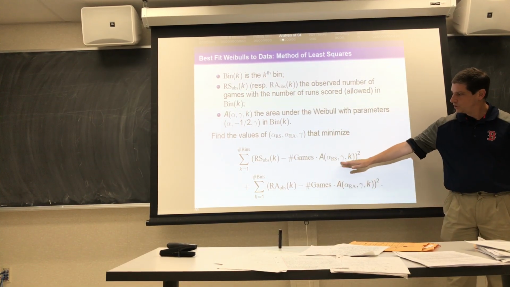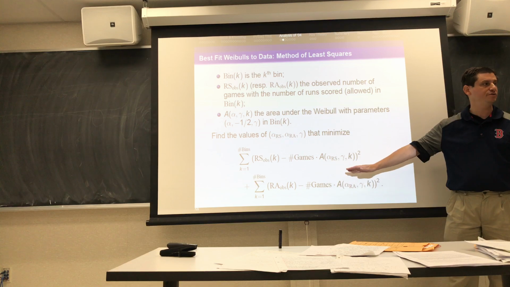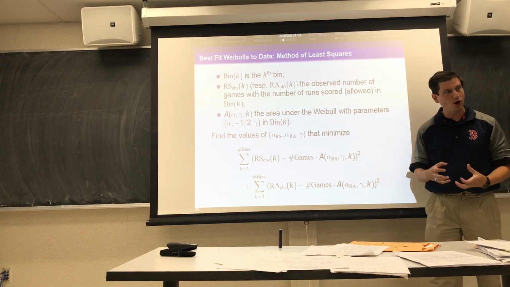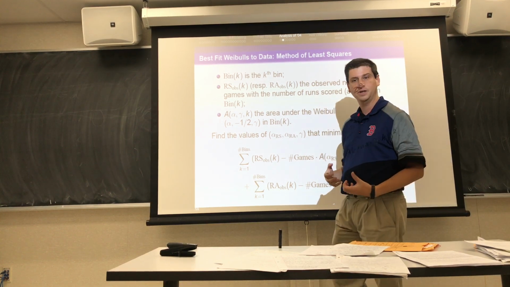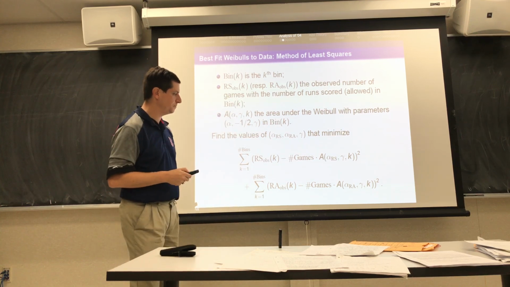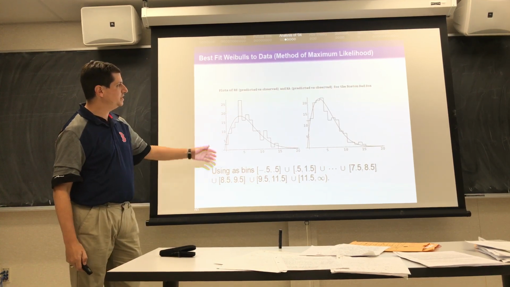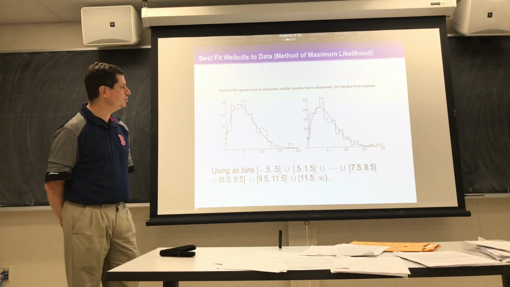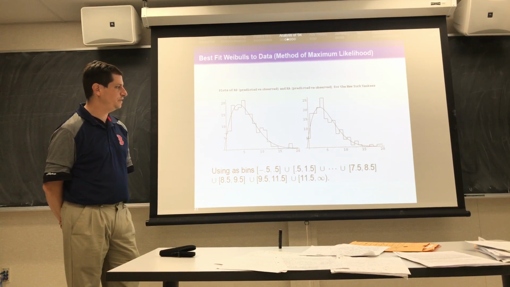And so the idea is you want to make this sum of the squares of the differences as small as possible. The smaller it is, the better the fit. And then there's ways to determine how good of a fit it is based on the size. And so you're going back, here is the Red Sox, here's the New York Yankees in 2004. Good fit, bad fit.